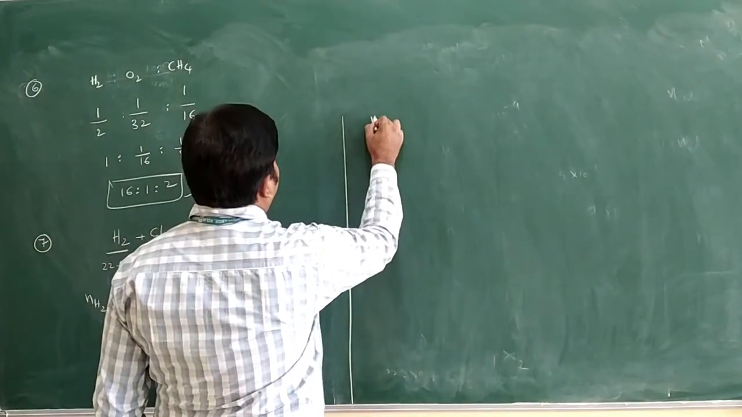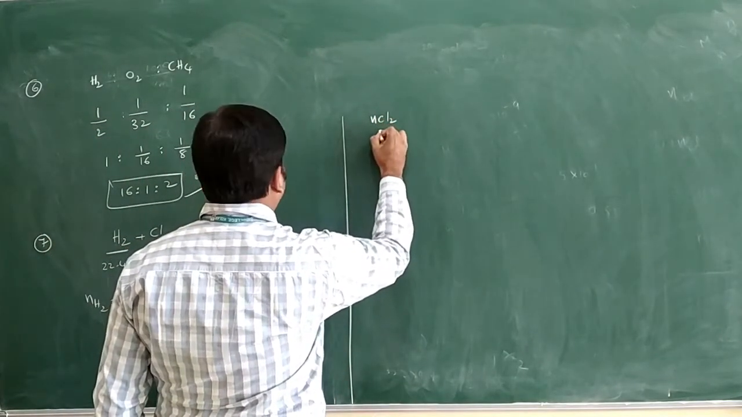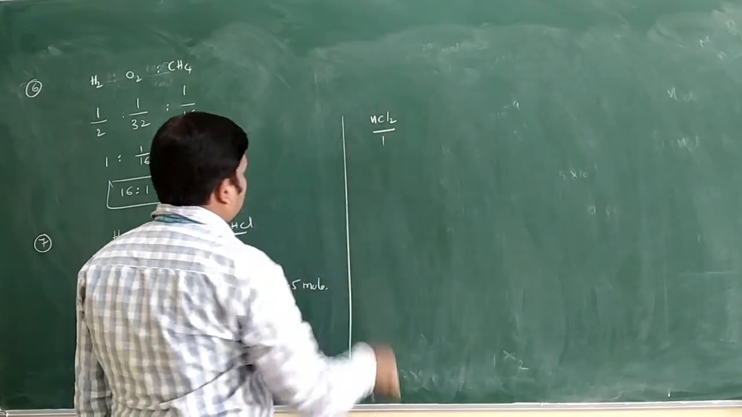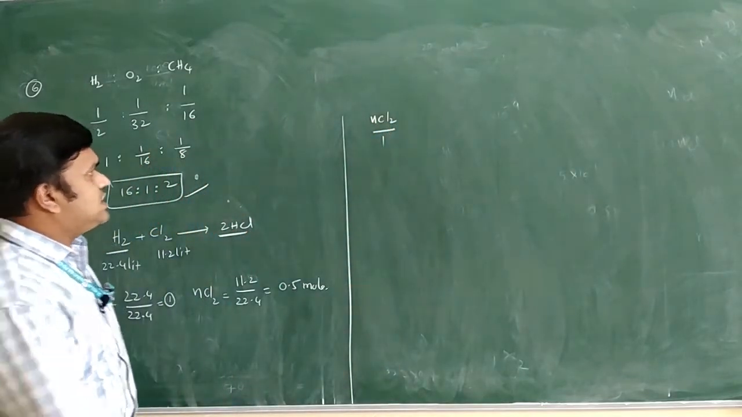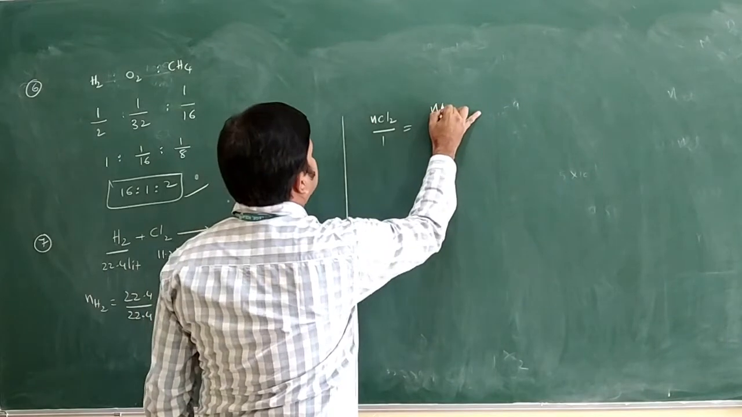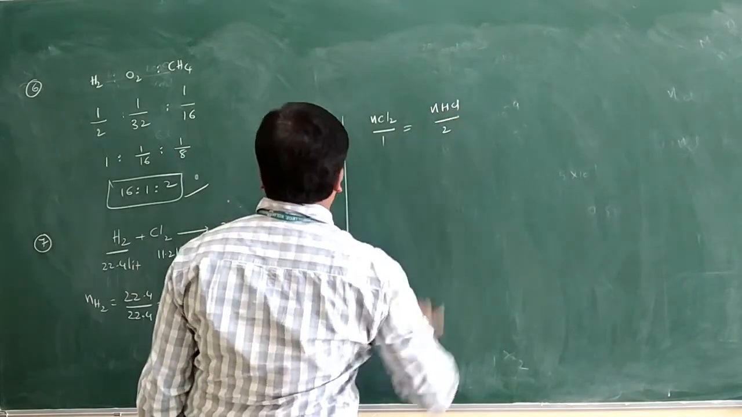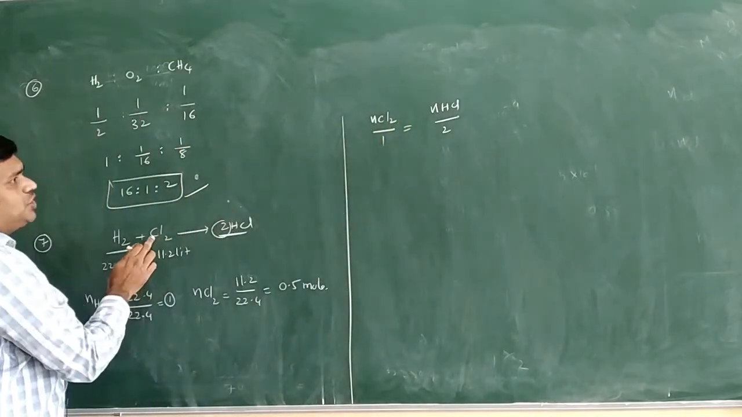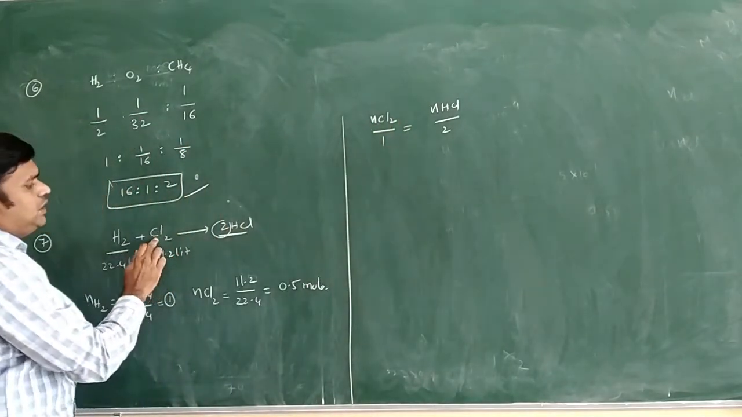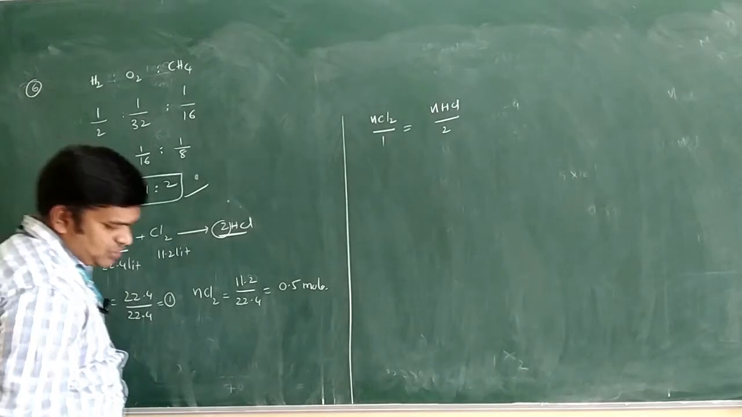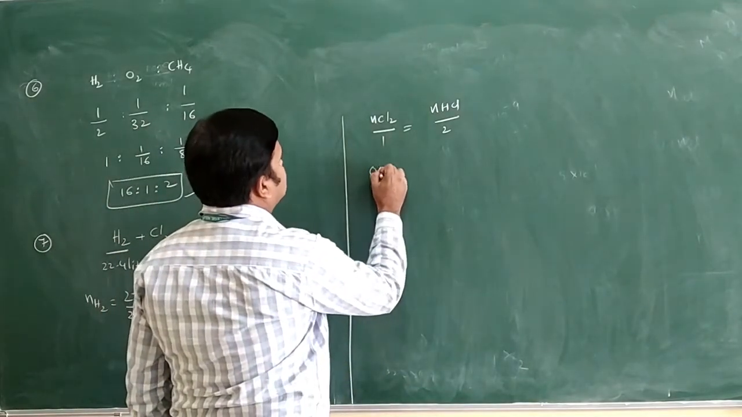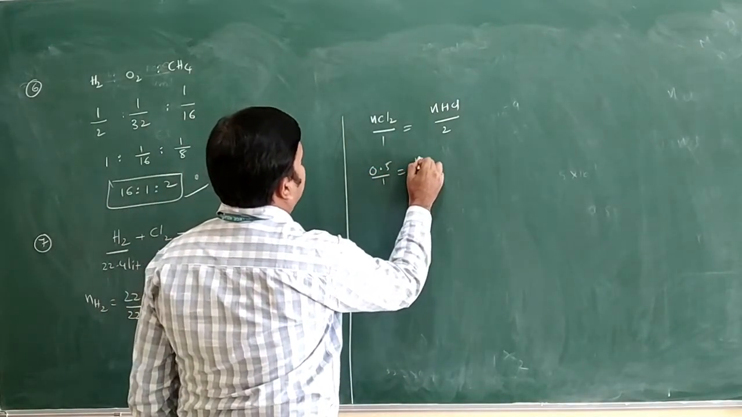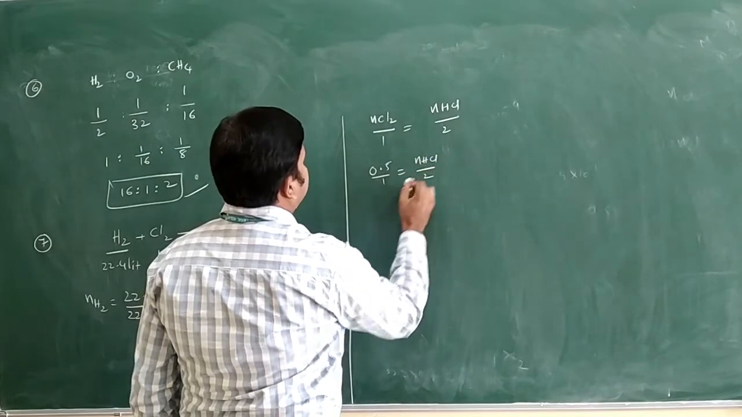Now I am writing here the number of moles of Cl2 by its stoichiometric quotient 1, that is equal to the number of moles of HCl by its stoichiometric quotient 2. What is the stoichiometric quotient here? 2 only. What is the stoichiometric quotient of Cl2? 1 only. Now how many moles of Cl2 do we have? 0.5 only. Now 0.5 by 1 is equal to the number of moles of HCl by 2.